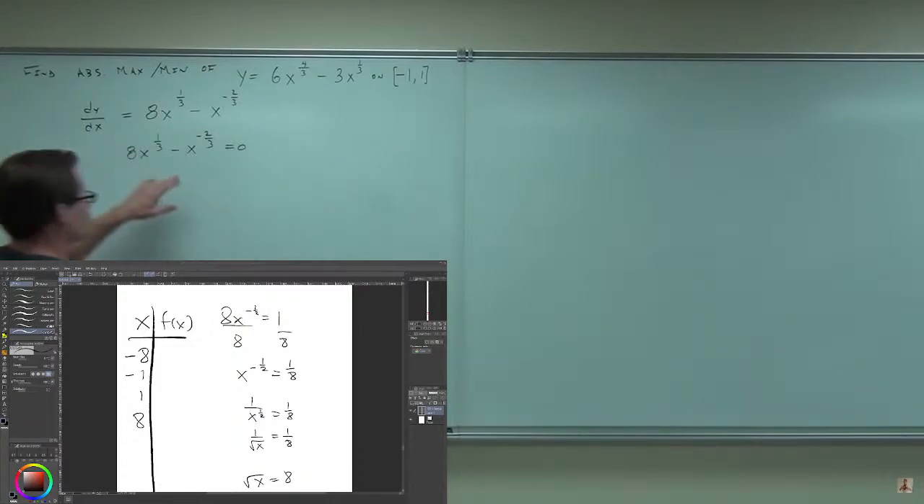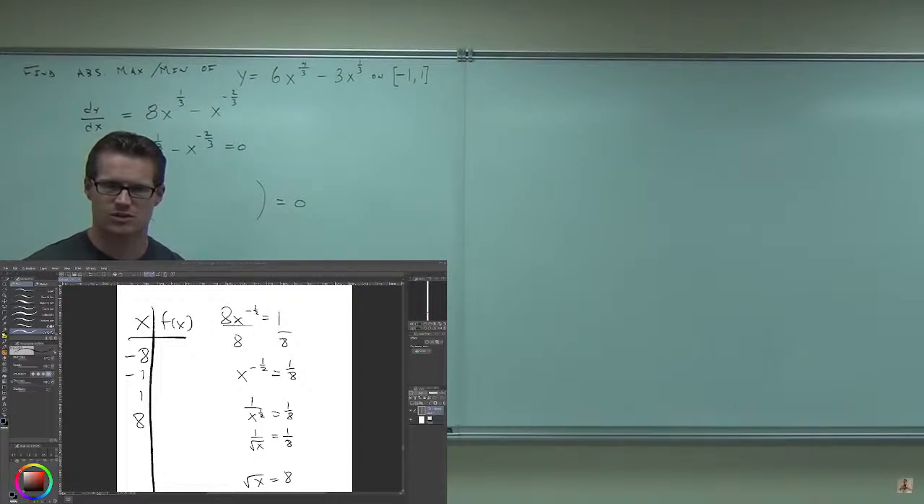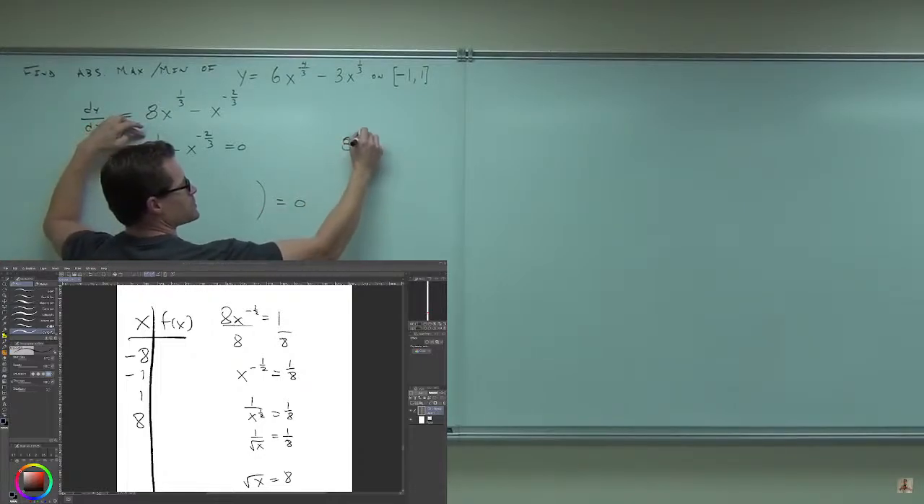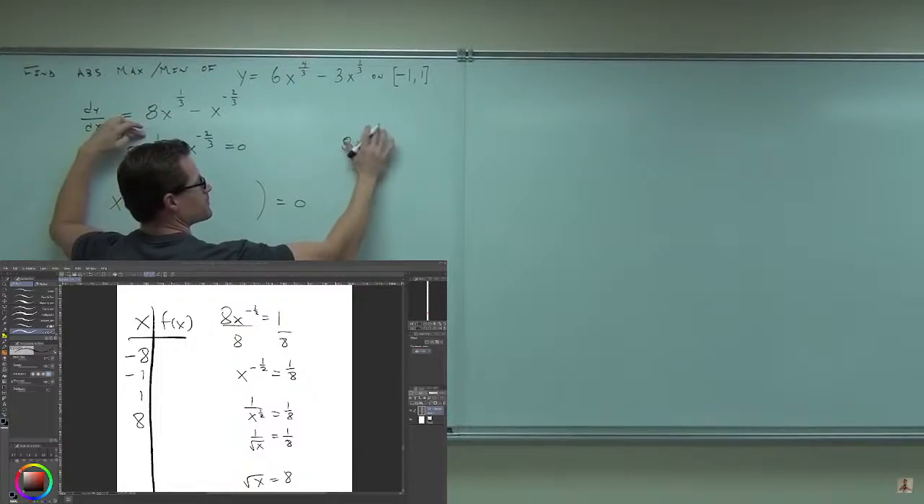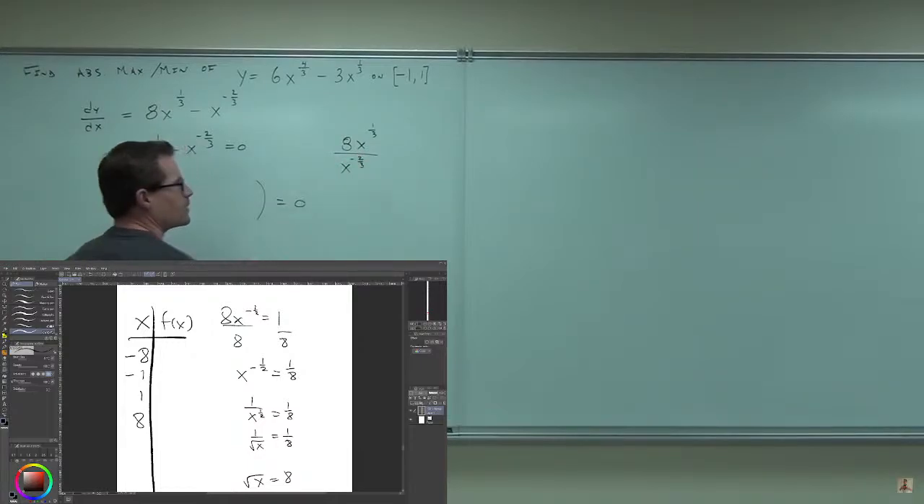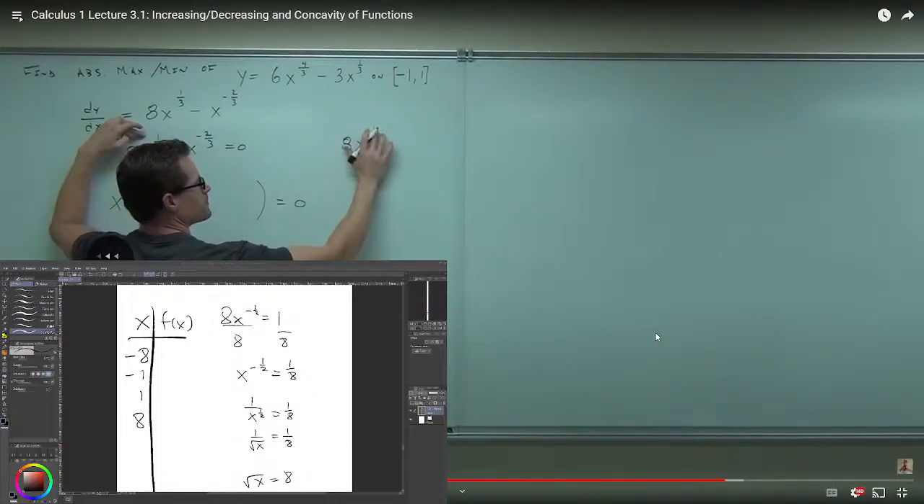So if I factor out x to the negative 2/3, remember that factoring means divide, right? Factoring means divide. Distribution means multiply, so factoring means divide. We're taking our first term divided by the term we are factoring out. What happens when you have common bases being divided?